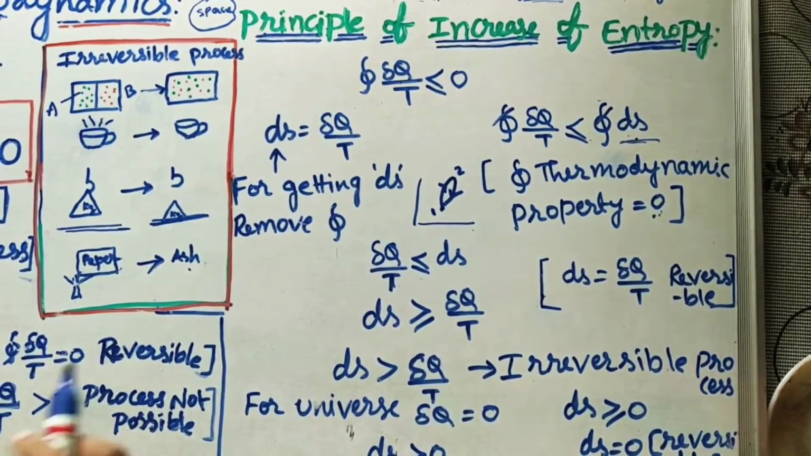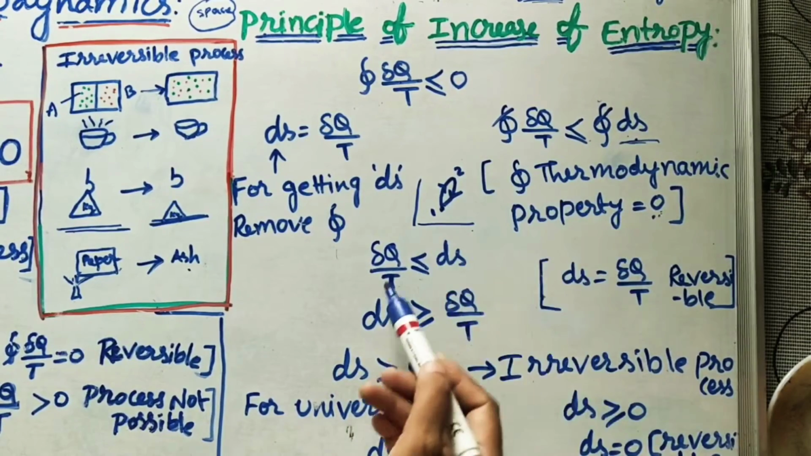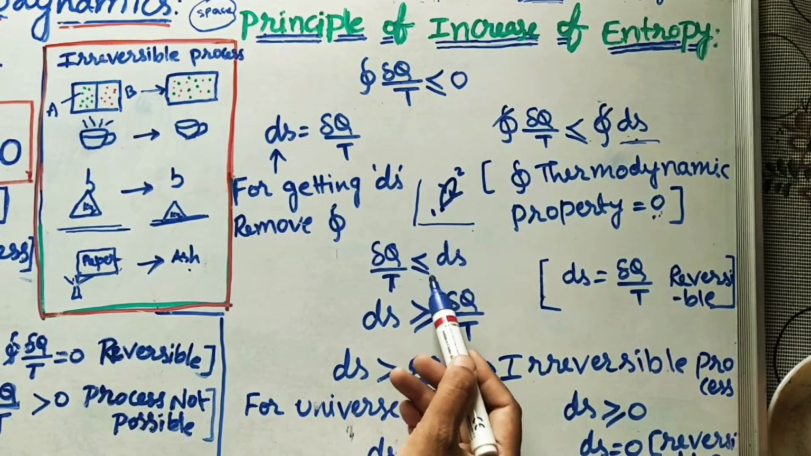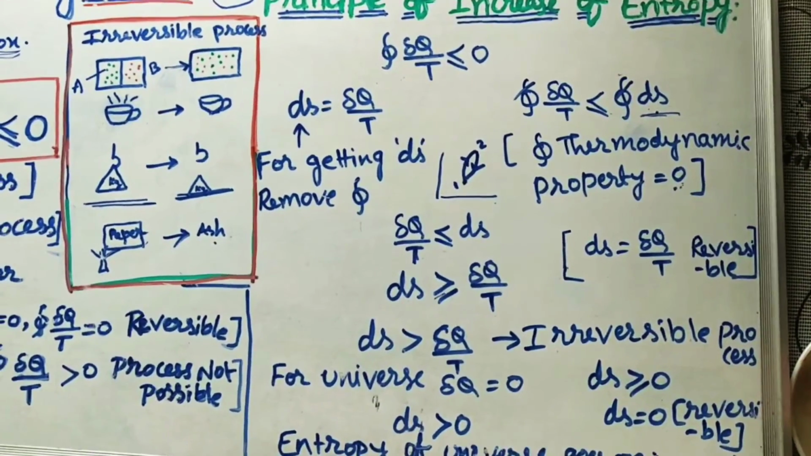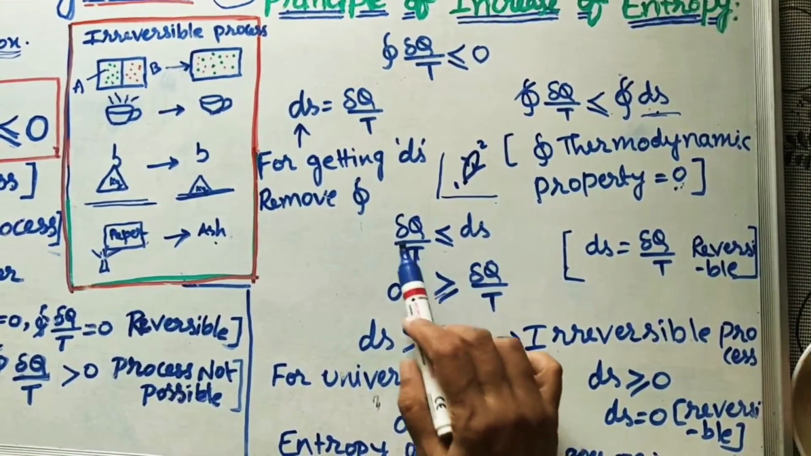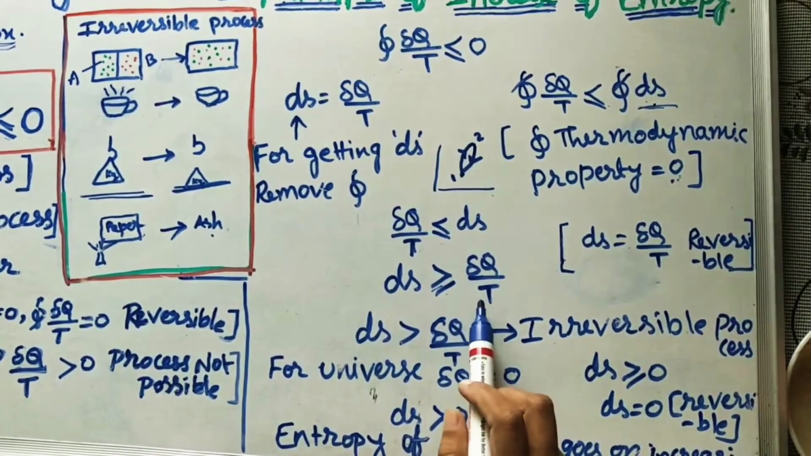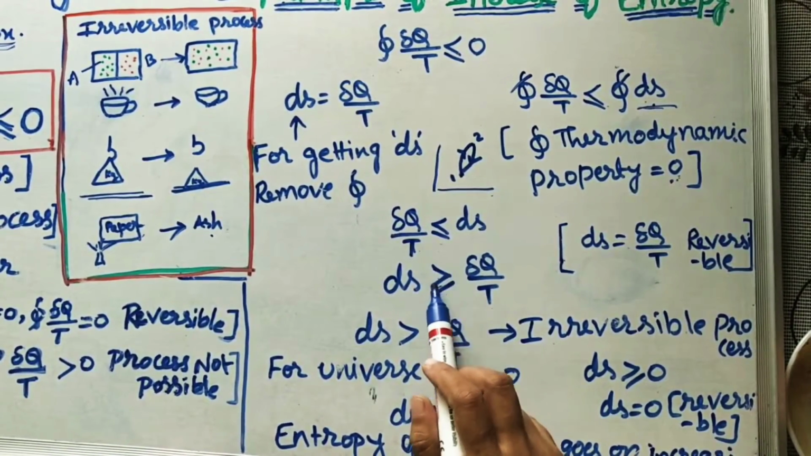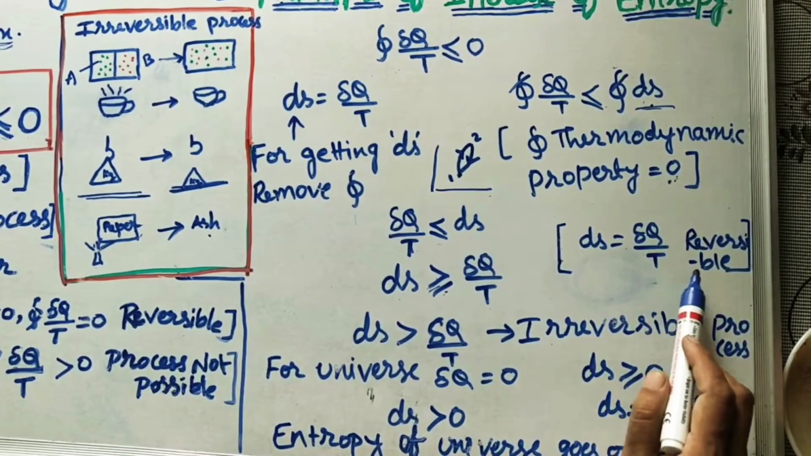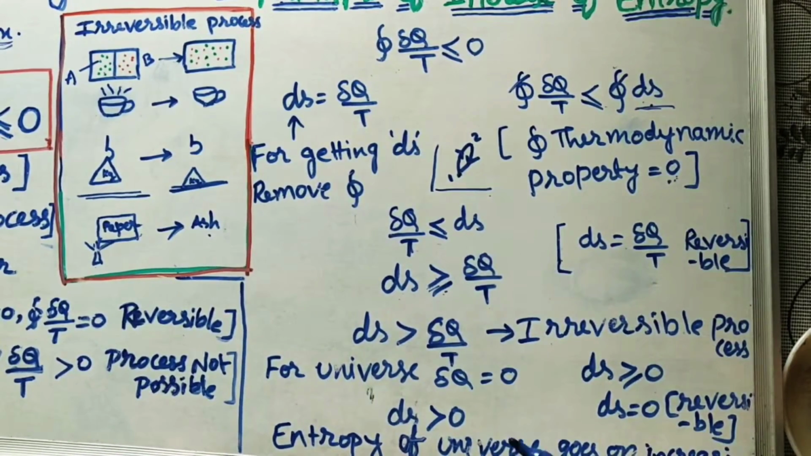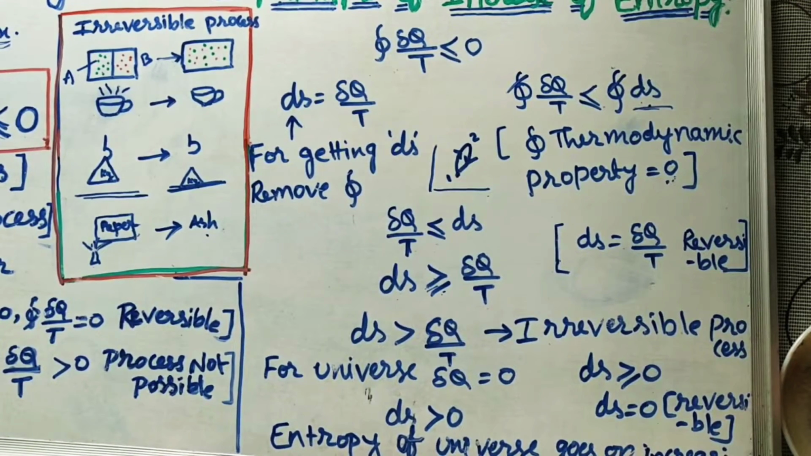So here we can write the same equation like this: delta q by T less than or equal to ds. Writing this side, ds is greater than or equal to delta q by T. Same thing I have written here. Now in this equation there are two conditions again, greater than or equal to. If ds is equal to delta q by T, it is a reversible process. If ds is greater than delta q by T, it is an irreversible process.